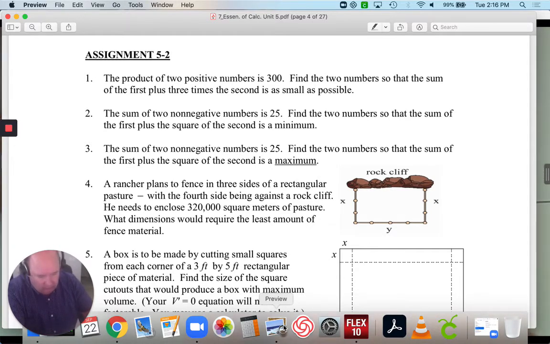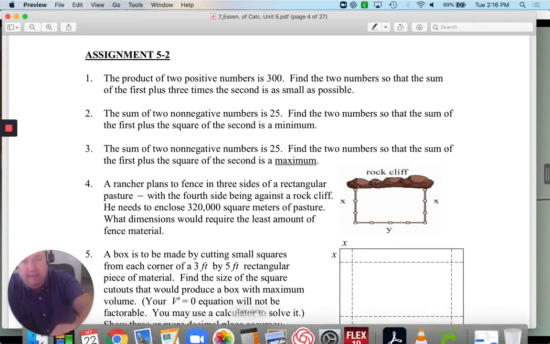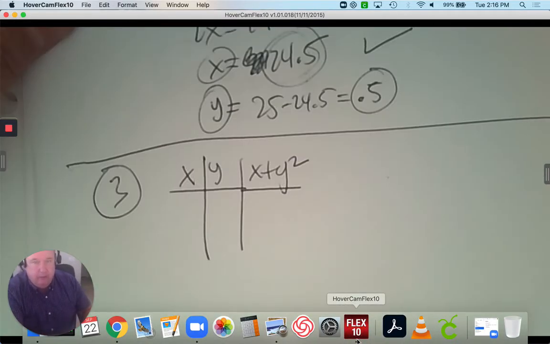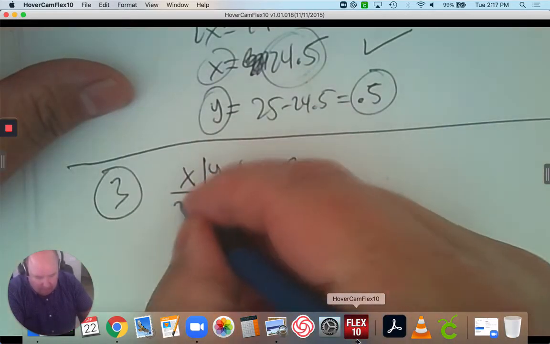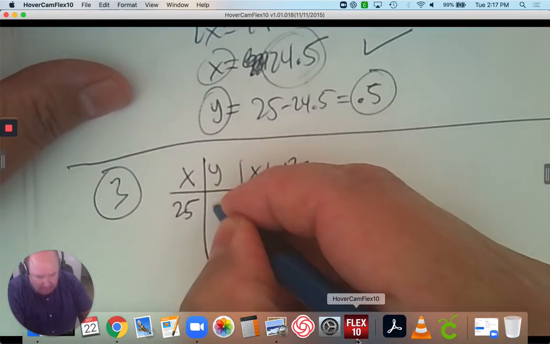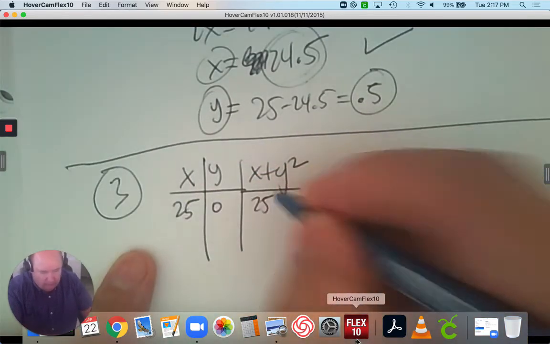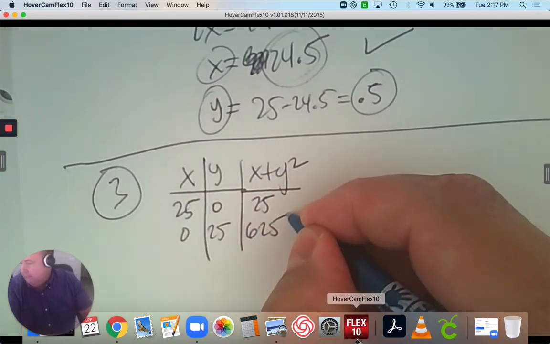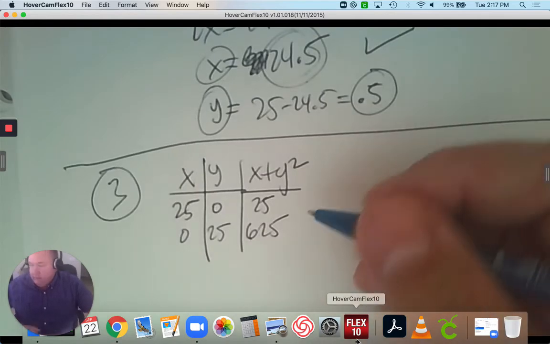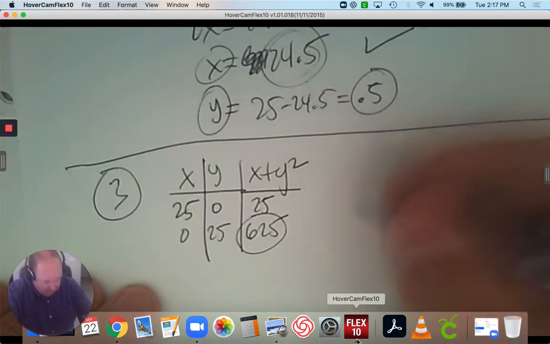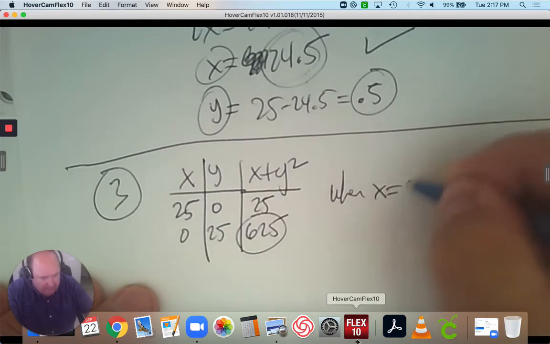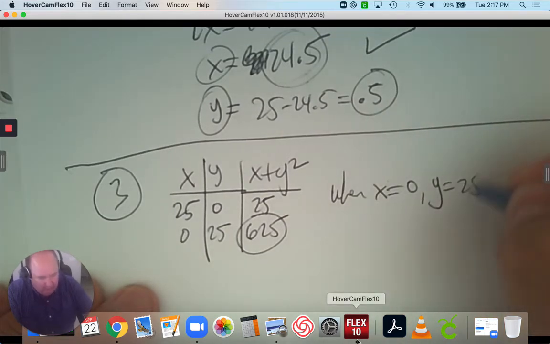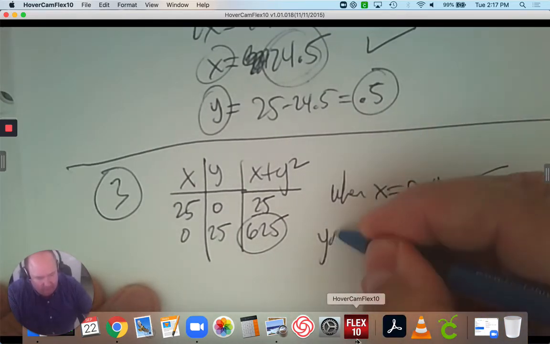So I'm going to do a chart for x and y and x plus y squared. And so I'm finding a maximum value. And so at the ends, the biggest number x could be is 25. That means y is 0, and this is 25. Or x is 0 and y is 25, which makes it 625. Obviously, this is the maximum value. So when x is 0 and y is 25, you have a maximum value.